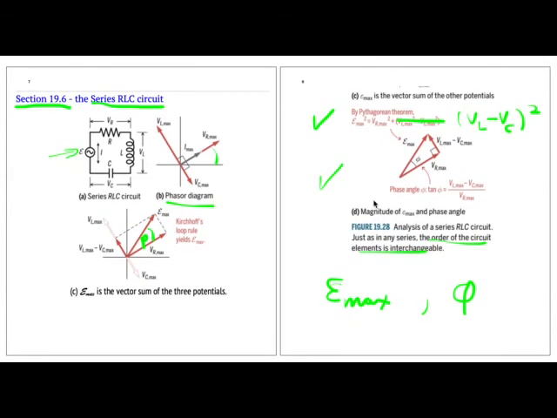All right, well, again, that's these two formulas. Emax is the square root of VR max squared plus VL max minus VC max squared. And you can rewrite that in terms of the current and the reactances. Well, that's something you'll need for the homework problems. And similarly, the phase angle. You might be asked something about the phase angle.